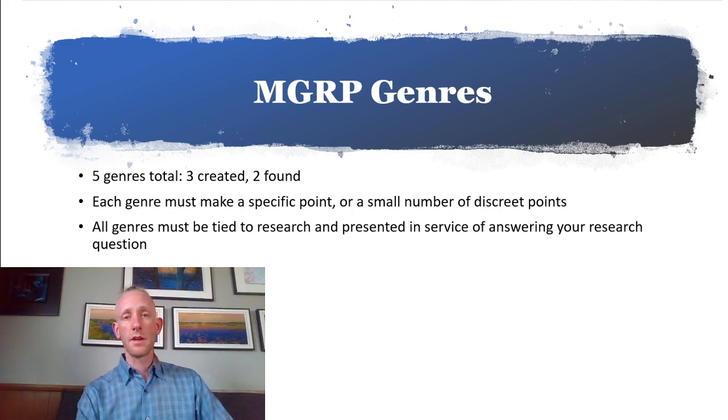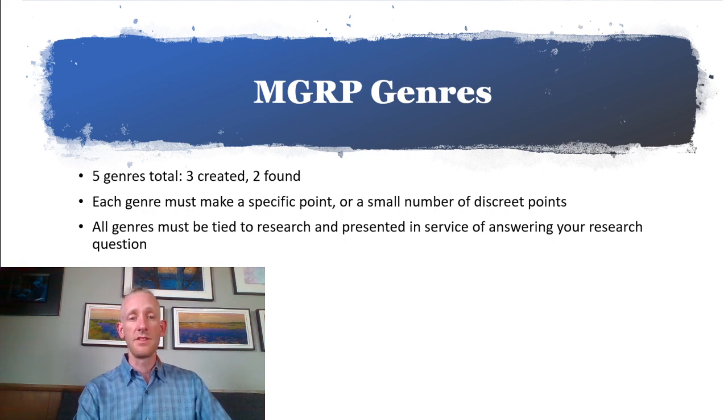So you have composed your research question, you have done the research, you have found things that are new and interesting, and now it is time to relate that research. And the process that you will use to relate that research is the process of creating genres. We know from our assignment sheet that you will need 5 genres total. Of those genres, 3 will be created, 2 will be found.